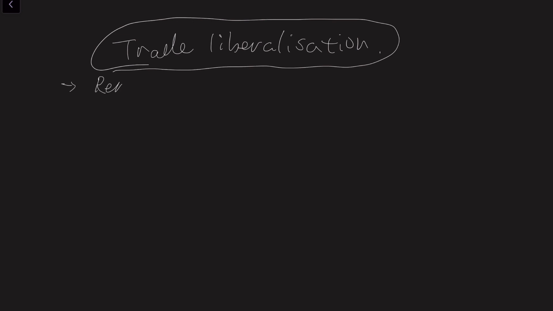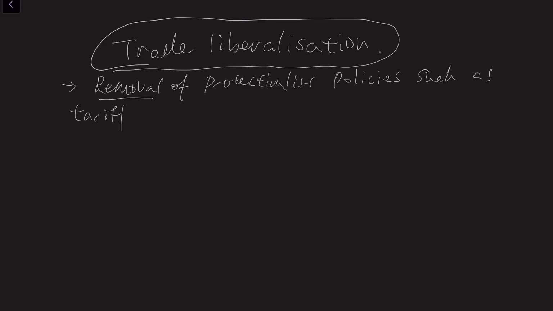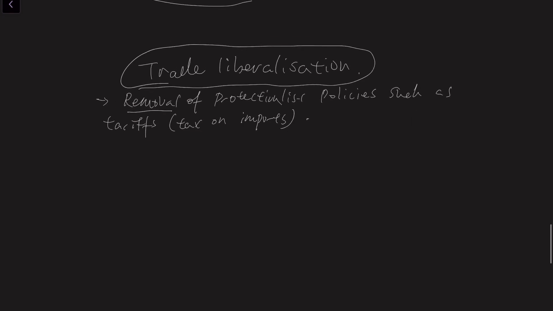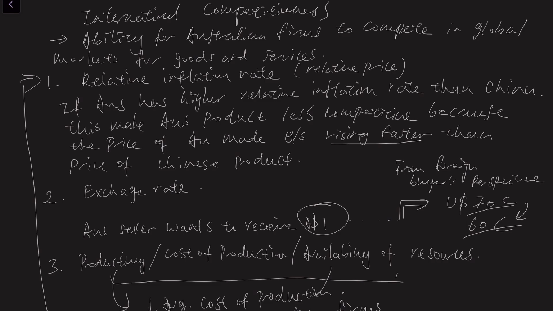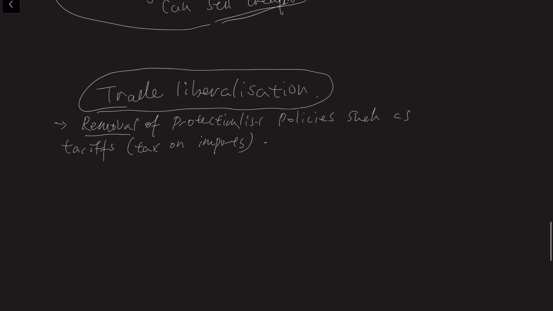So it's the removal of protectionist policies, such as tariffs. So a tariff is a tax on imports. So by having tariffs, what you are doing is distorting the natural price level. So you are artificially increasing the relative price of imports, to make your locally made goods and services more attractive.